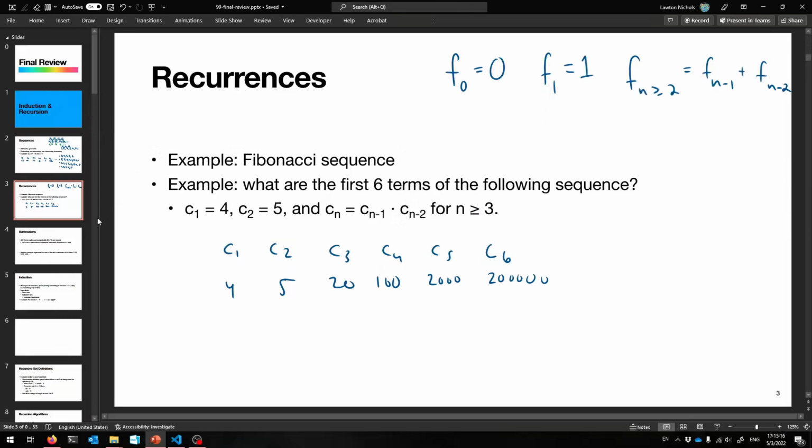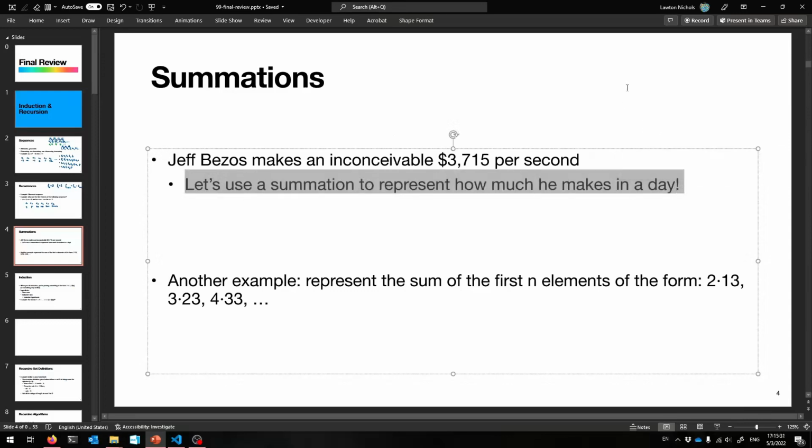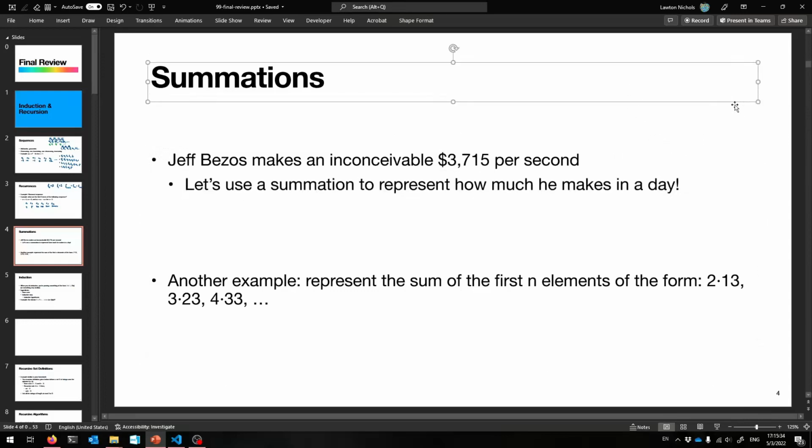What else did we talk about? We also talked about summations, right? So here's my fun example. Jeff Bezos makes this much money per second. It's probably more now because I calculated that last year. So let's use a summation to represent how much money Jeff makes in a single day, some astronomical amount.